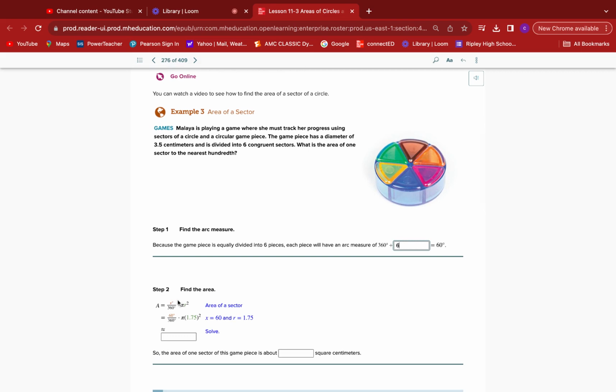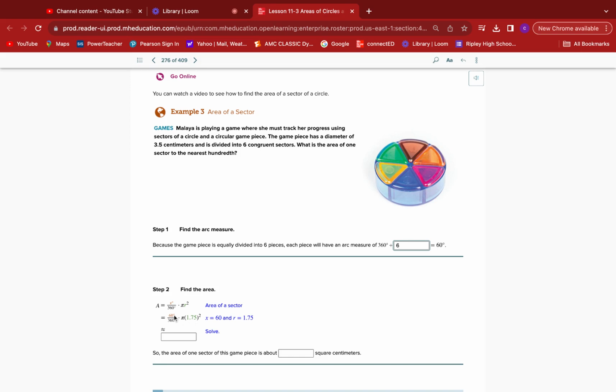Now, this is the number that goes on top. 60 over 360 times pi r squared. All right. Well, they give me the diameter, 3.5. That is the length all the way across. Divide that by 2 to get the radius. 3.5 divided by 2 is 1.75. So this is the number they're plugging in for the r, if you're wondering where that came from.